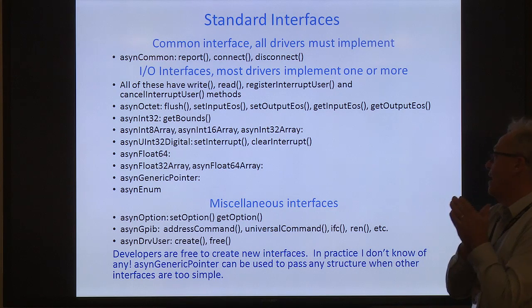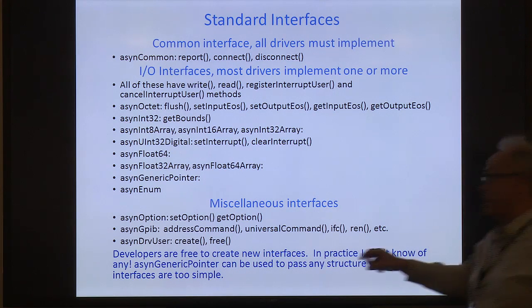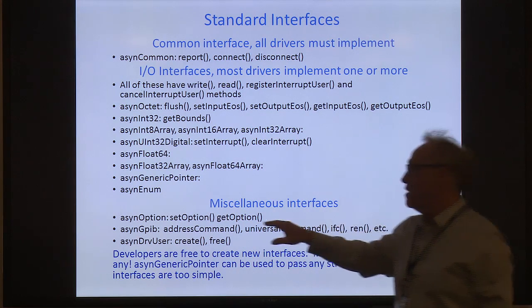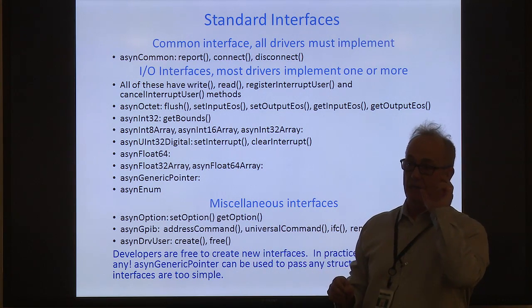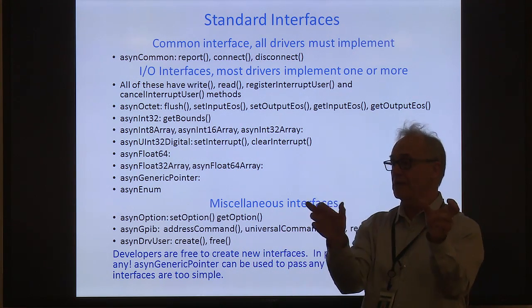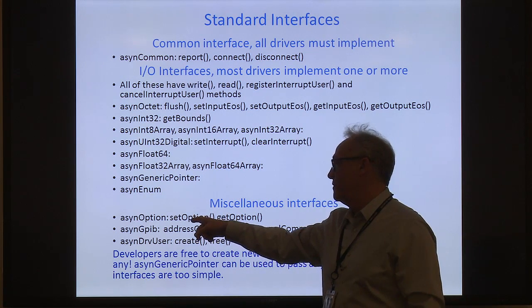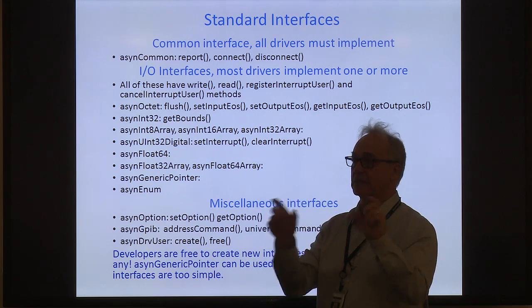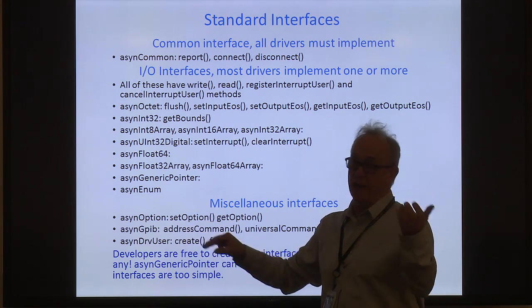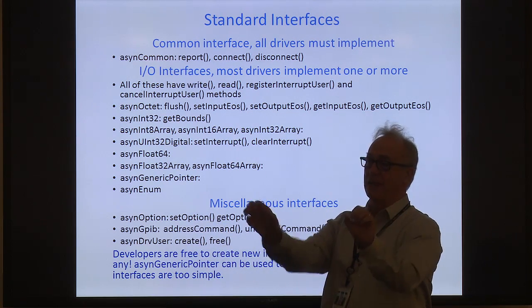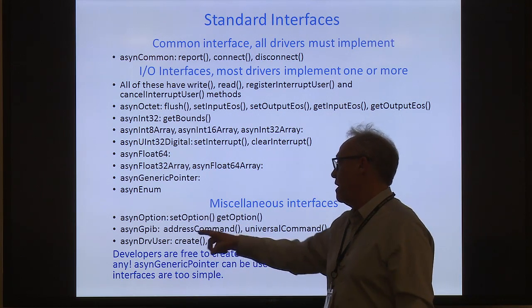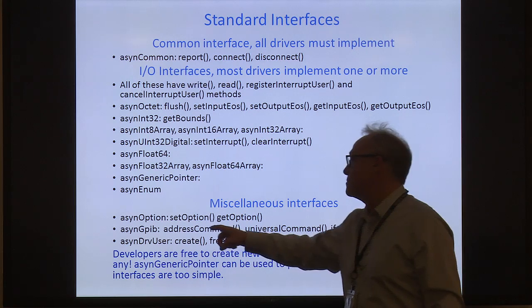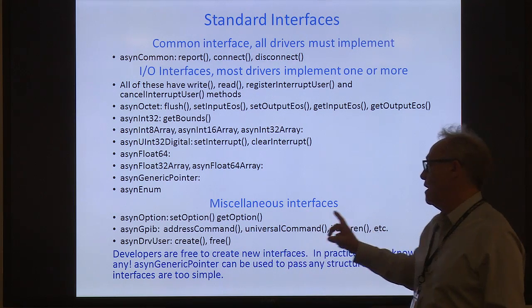Okay. So there's some miscellaneous interfaces. One is called set option and get option. This is a way to pass key value pairs. So this is used in the serial port driver to pass like baud rate, start bits, stop bits. So it's two strings basically, a key and a value. They're both strings. On GPIB, there's stuff that's GPIB specific in that interface.